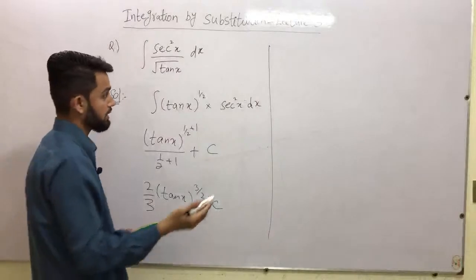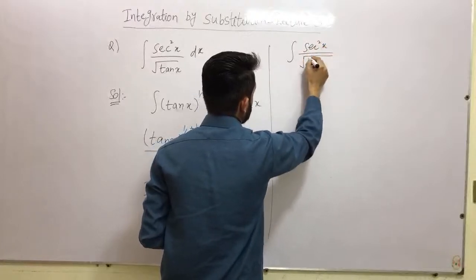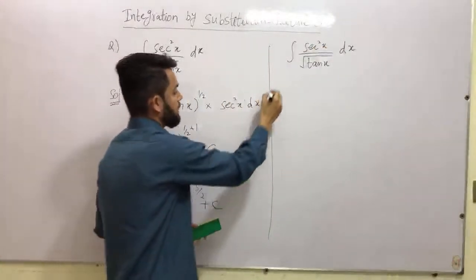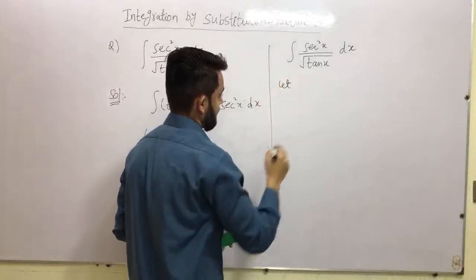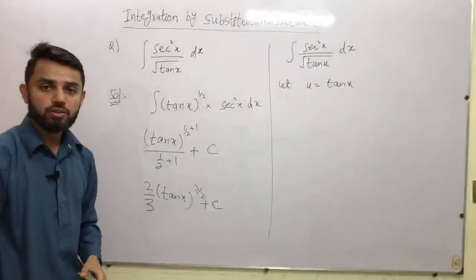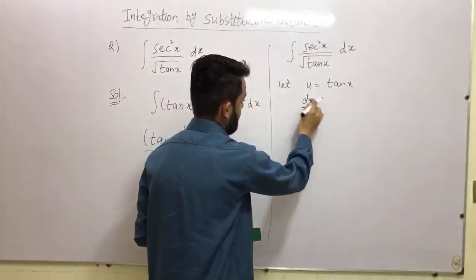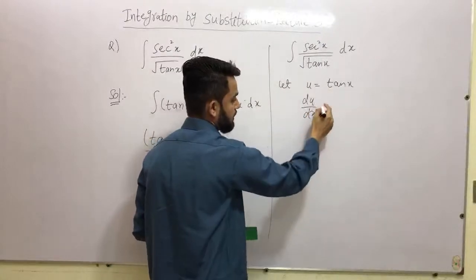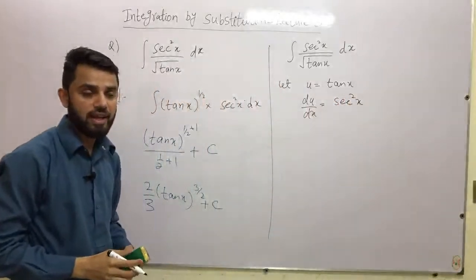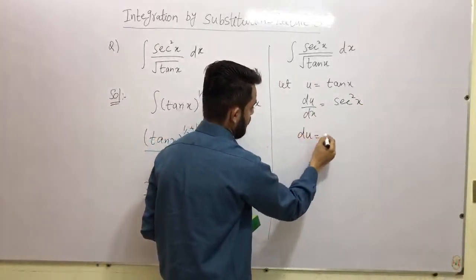Now let's do the substitution method. The same integral, secant square x over square root of tan x dx. Now I can use integration by substitution: let u equal tan x. The reason I am taking tan x is that if we take the derivative du over dx, the derivative of u with respect to x, the derivative of tan x is secant square x. Now dx will go to the other side, or we can say that over here we are separating things.